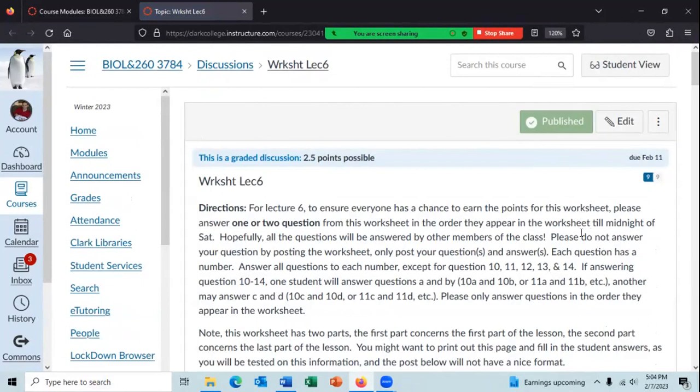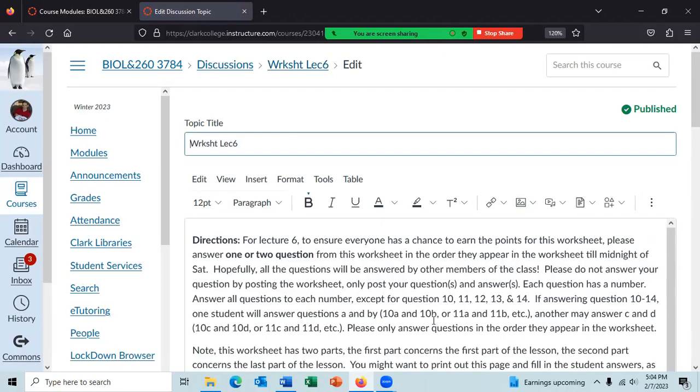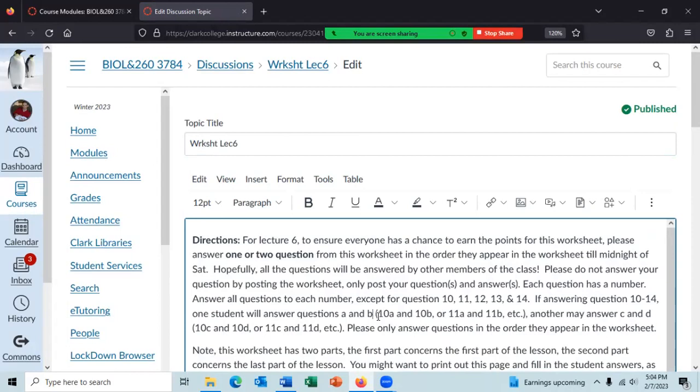Okay, thank you. It says each question has a number, but answer all questions to each number, except for questions 10, 11, 12, 13, 14. If answering questions 10 through 14, one student answers questions A, and that's probably supposed to be A and B instead. Let me change that. It looks like a mistake. So A and B. So you'll be answering questions 10A or 10B, and another answers question 10C or 10D.